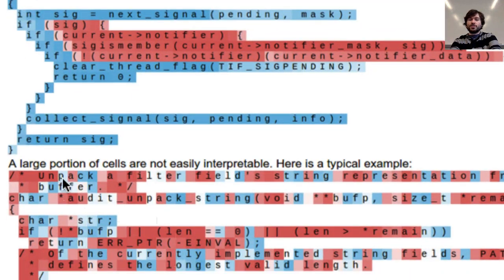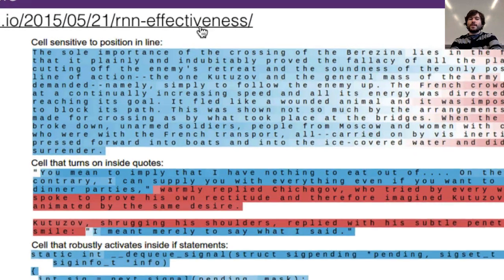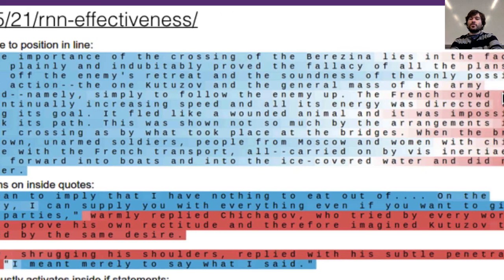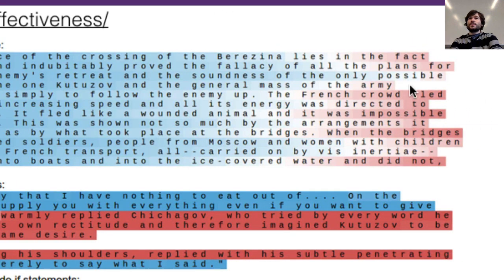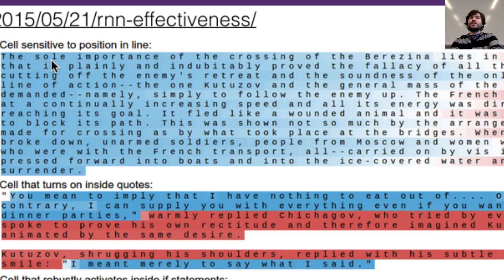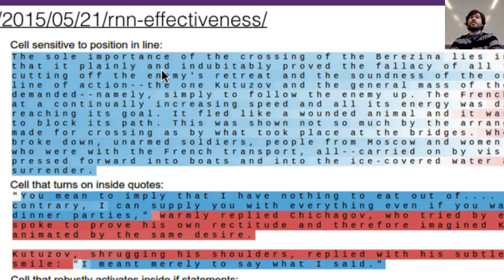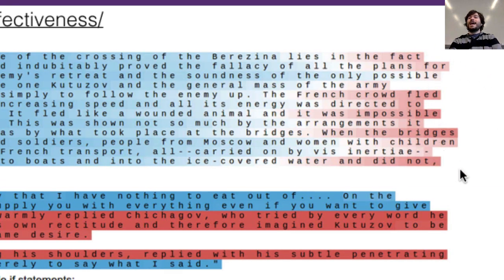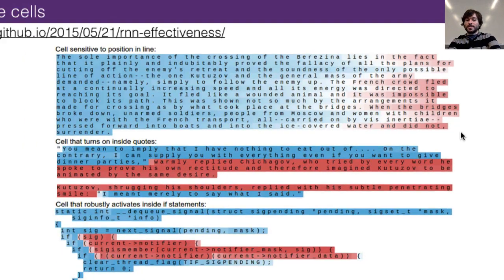Now, some of them are pretty much junk. Like this, you can't really see much. But if you look at this one, it's a cell that seems to count where in a line you are. So it keeps track of line breaks, basically. It's sensitive to position in line. It starts at the beginning of a line totally blue, then diminishes in color gradually, and at the end it becomes really red. That is a cue for the network that you're getting really close to a line break, so probably a line break should go here really soon. So that's one cell.